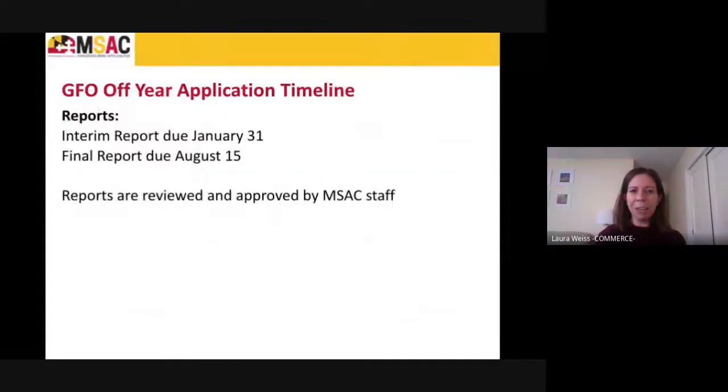And two other important dates to mark on the calendar. Just like the application deadlines, these dates never change. They're the same every single year. So you can put them as a recurring event on your Google Calendar or whatever works for you. The interim report is always due on January the 31st. And the final report is always due on August the 15th. And both of those are completed in Smart Simple.